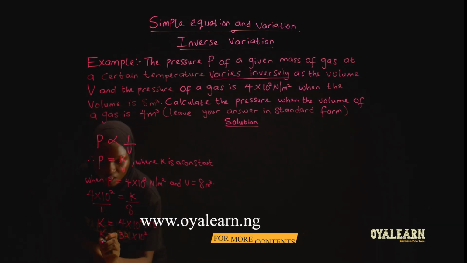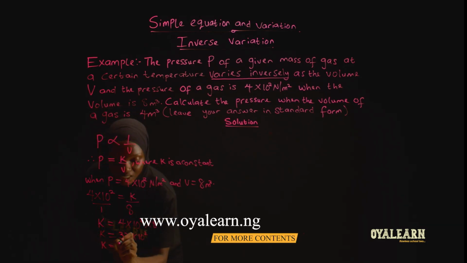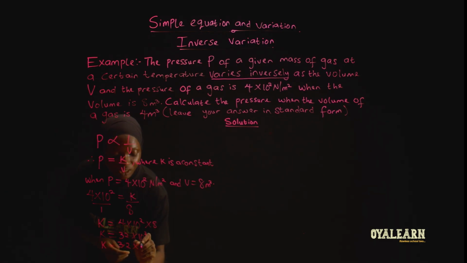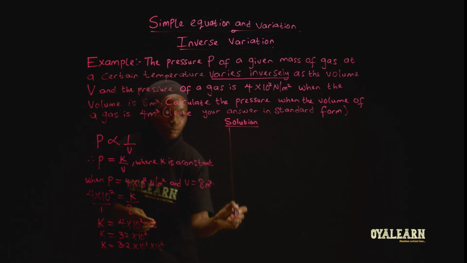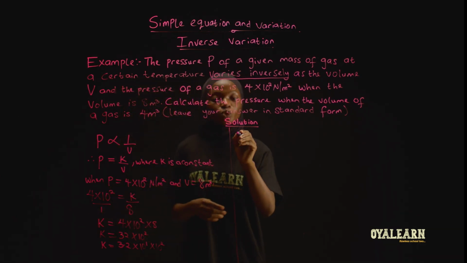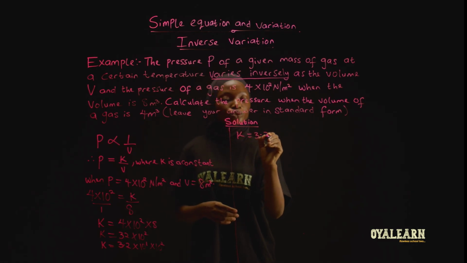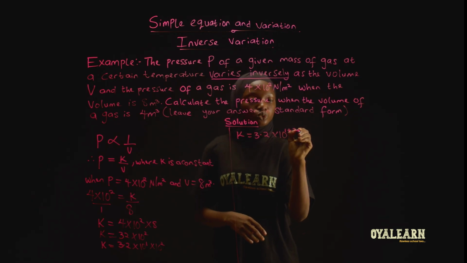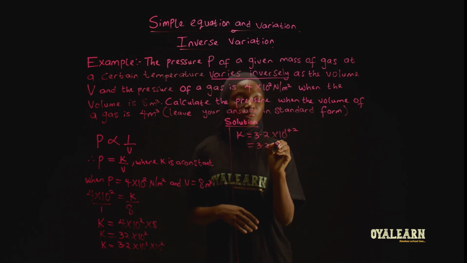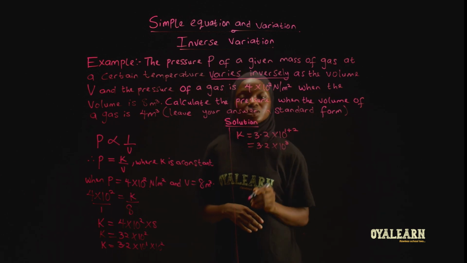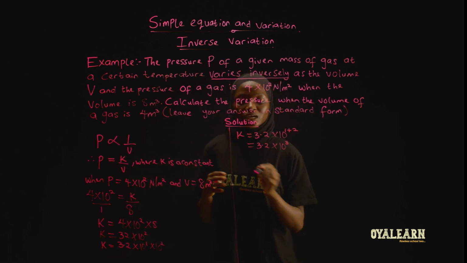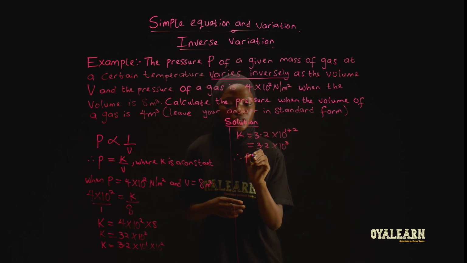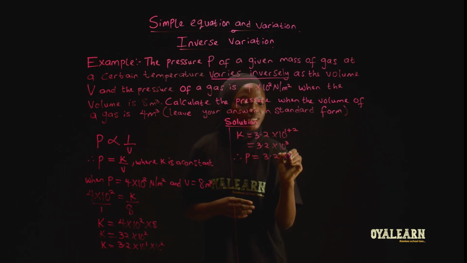But we are trying to leave this in standard form. So K is going to be 3.2 times 10 raised to the power of 1 times 10 raised to the power of 2. We can apply the law of indices there. So we have K equals 3.2 times 10 raised to the power of, add up the powers, 1 plus 2, 3.2 times 10 raised to the power of 3. That gives us our constant. And the formula becomes P equals 3.2 times 10 raised to the power of 3 over V.